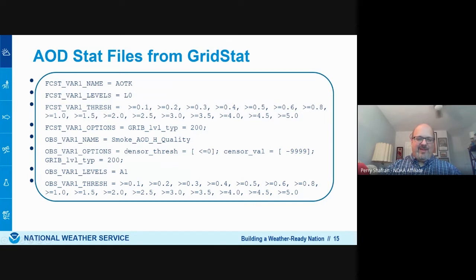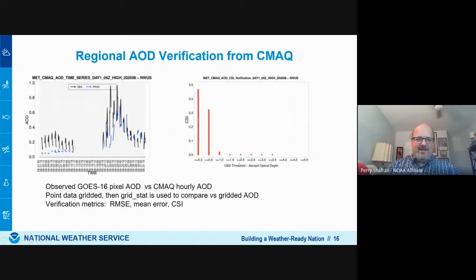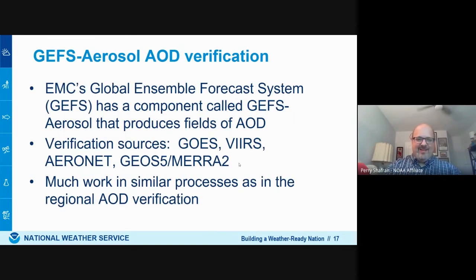You also want to make sure that if you have missing observations that are labeled a certain number, you get rid of them so they're not included in the verification. And you get stuff that looks like this. You get some time series or a CSI plot.